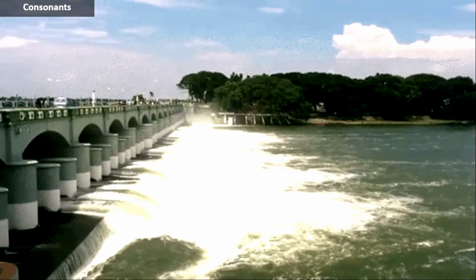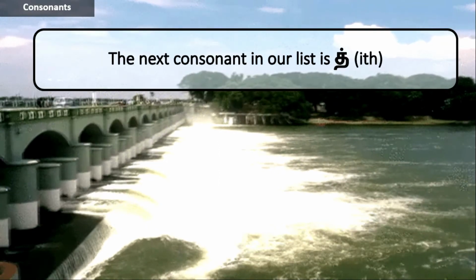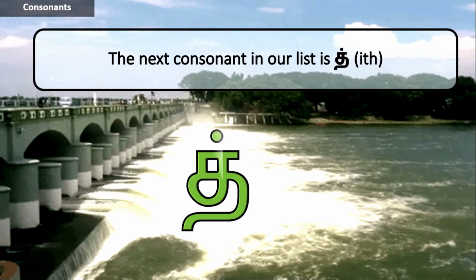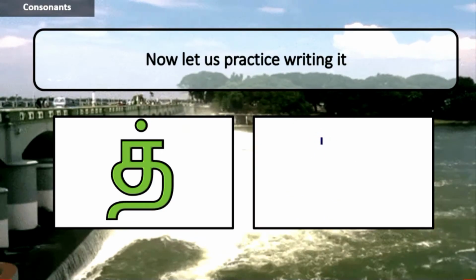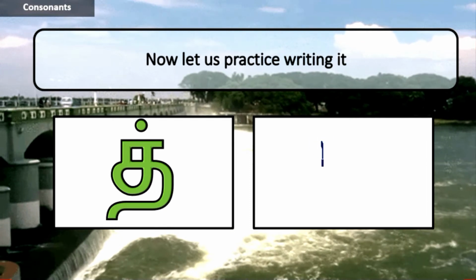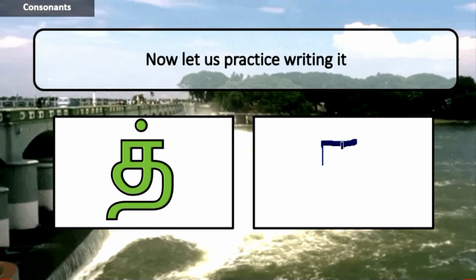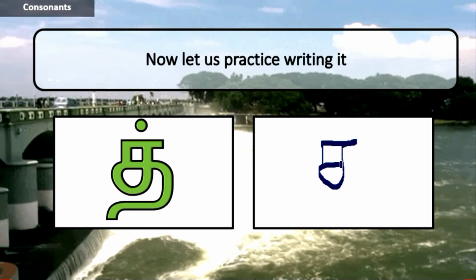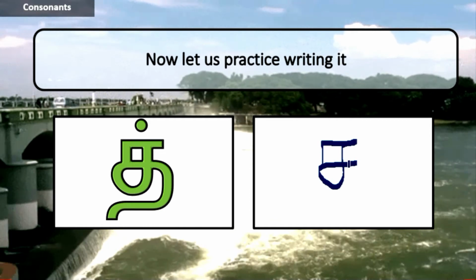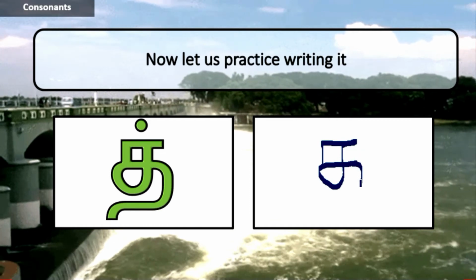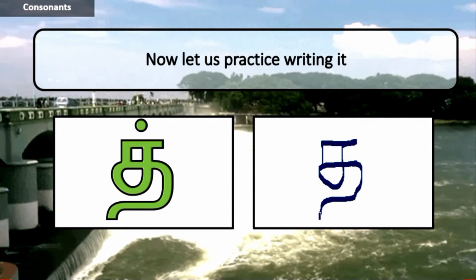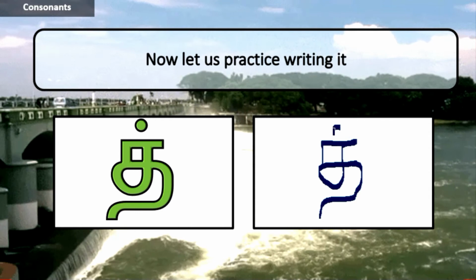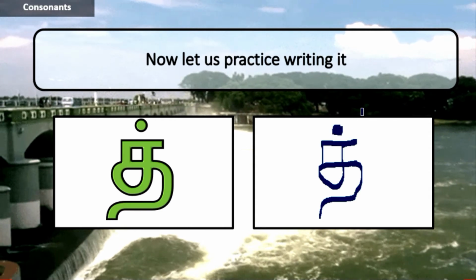The next consonant in our list is it. Now let us practice writing it. Let us start with sa. The tip is bent downwards, goes vertically downwards, then horizontally, then slightly bent. Put a dot. This is it.